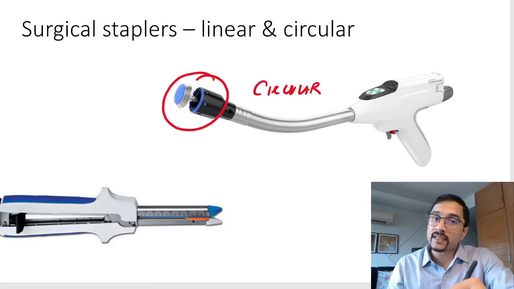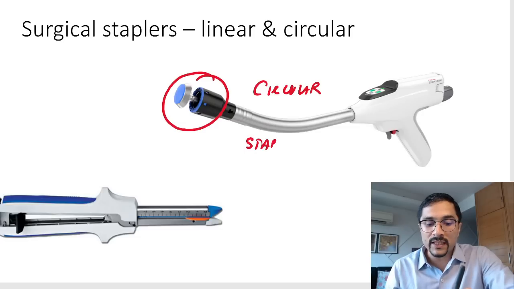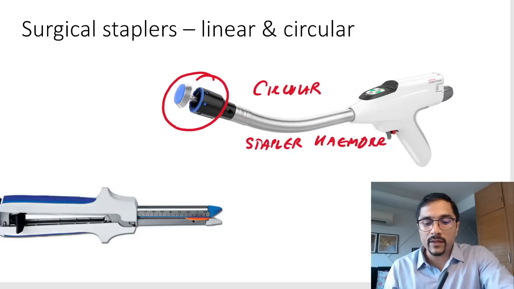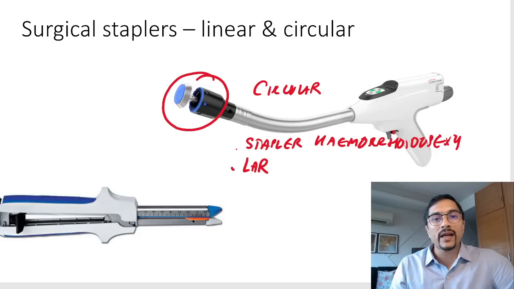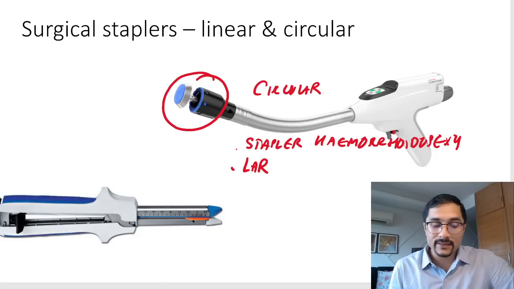Circular stapler, this has also been asked, is used for stapler hemorrhoidopexy, which is the treatment of choice for hemorrhoids these days. And it is used for LAR, low anterior resection, for sigmoid and rectal cancers.